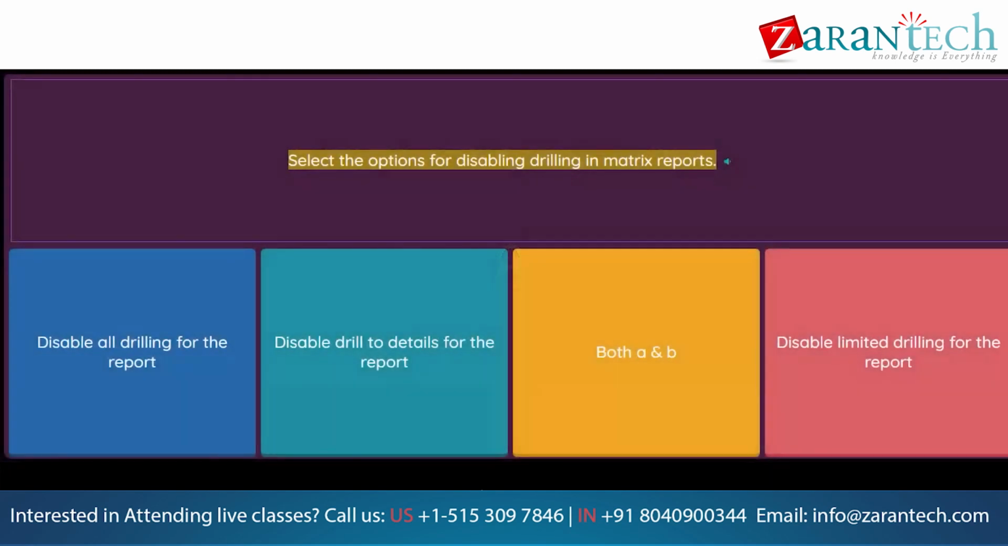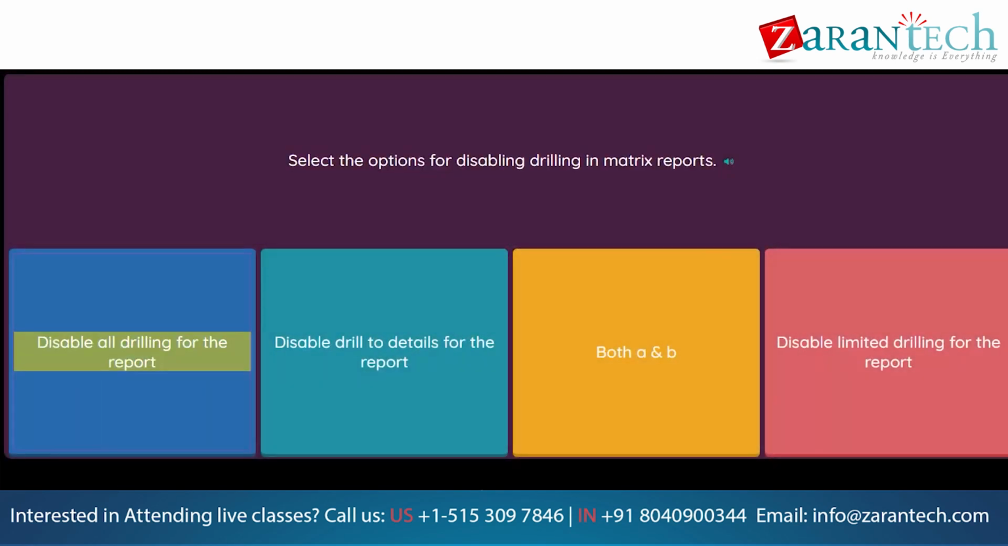Question: select the options for disabling drilling in matrix reports. Option 1: disable all drilling for the report. Option 2: disable drill to details for the report. Option 3: both A and B. Option 4: disable limited drilling for the report.